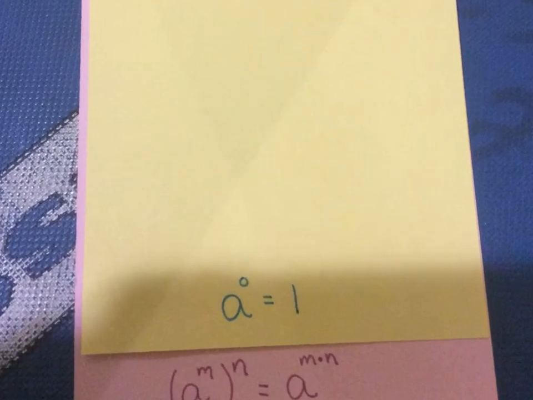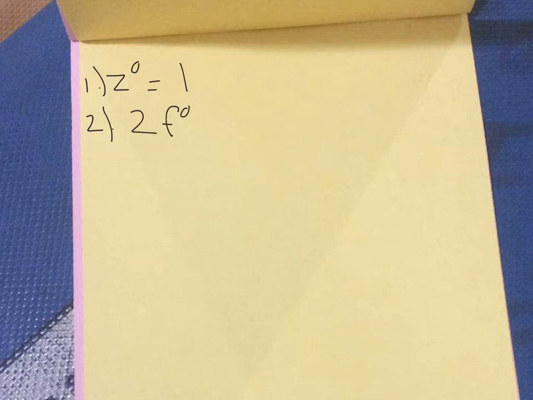Okay, looking at this next one. So here's the next rule: anything to the 0 is 1. Again, I'm going to look at some problems that are pretty straightforward and then a little bit more complicated. Like z to the 0 equals 1. That's pretty easy. But when you get to one like 2f to the 0, remember what we did in class. Only the f becomes 1. So we've got 2 times 1, which is 2.